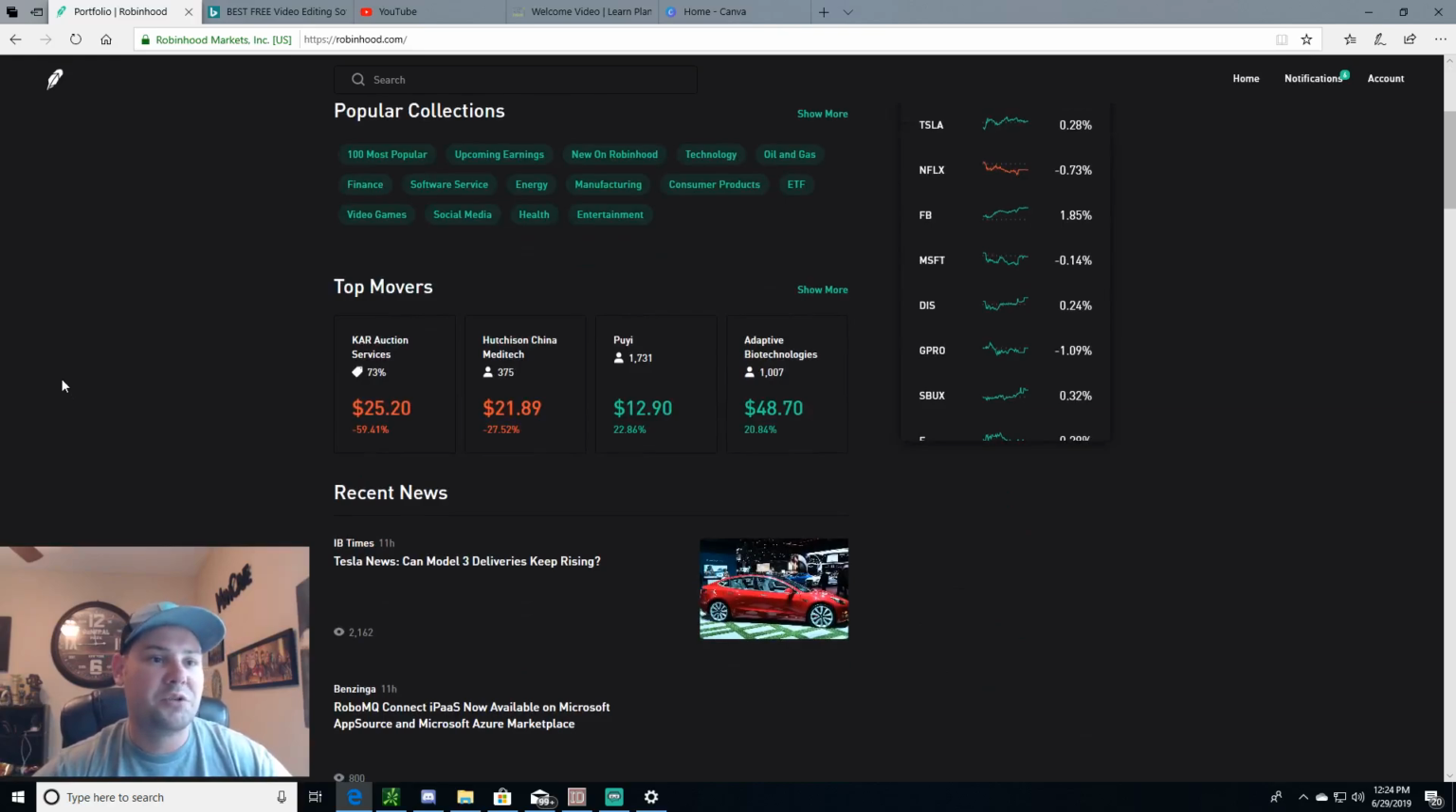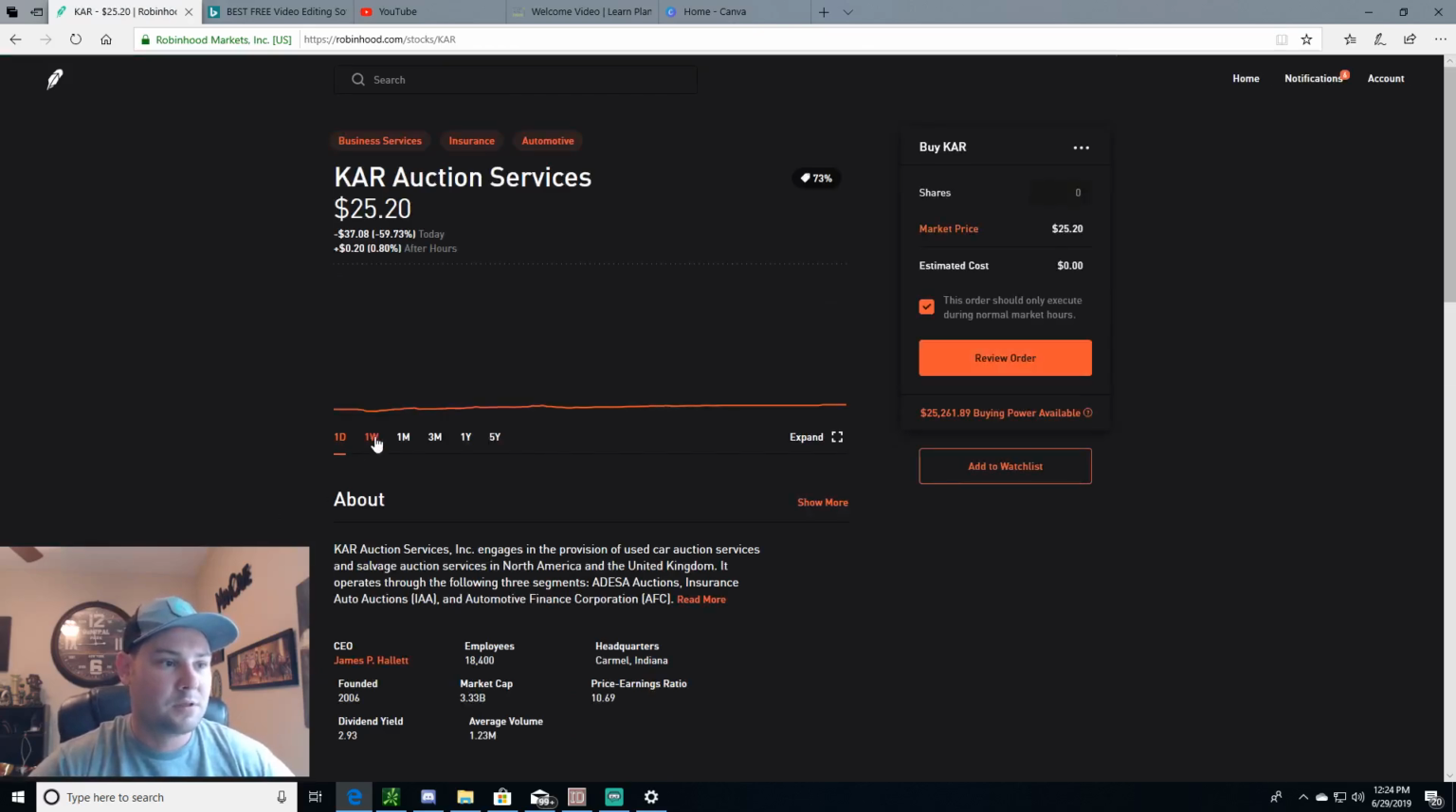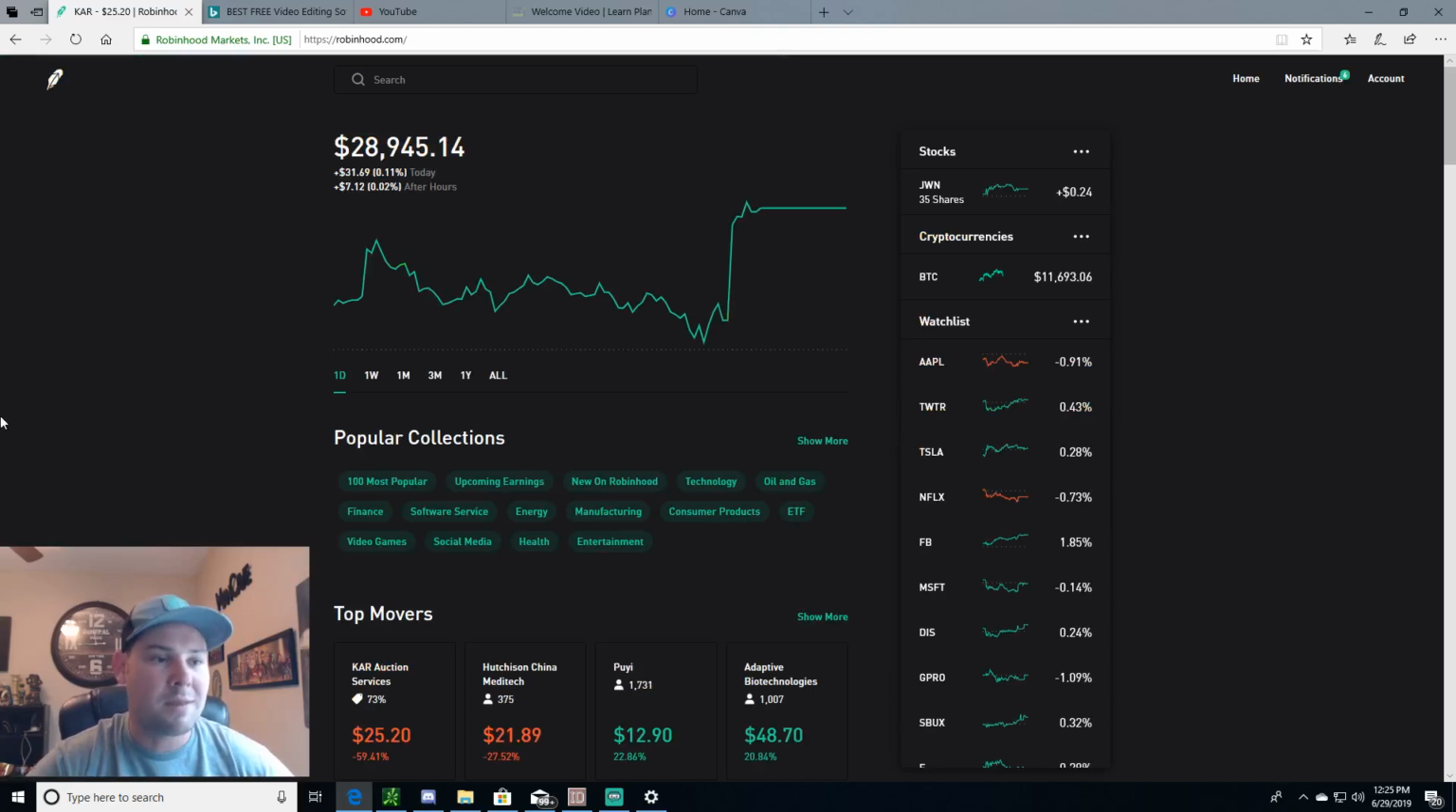Go down a little more, it shows you the top movers. Now the top movers could be top gains or top losses. So you see these are in the red. You can see that Car Auction Services is down 59.41%. Let's just take a look at that real quick. Let's go to the week. So you can see it just dropped. Totally just dropped. We can find out what made it drop in a few minutes.